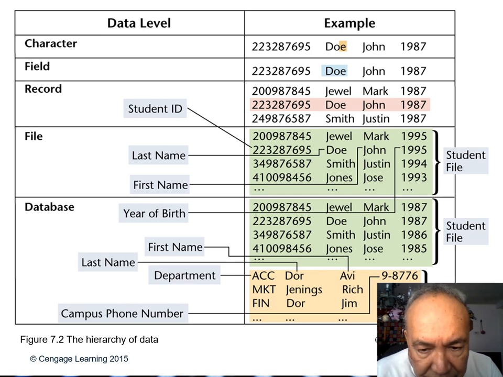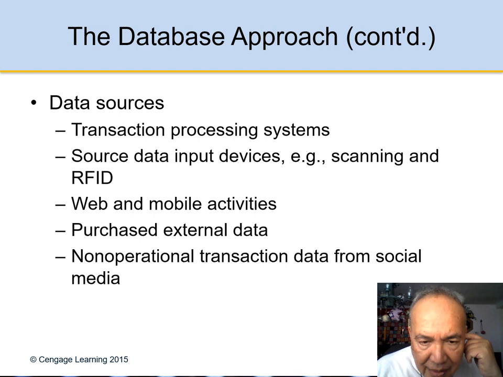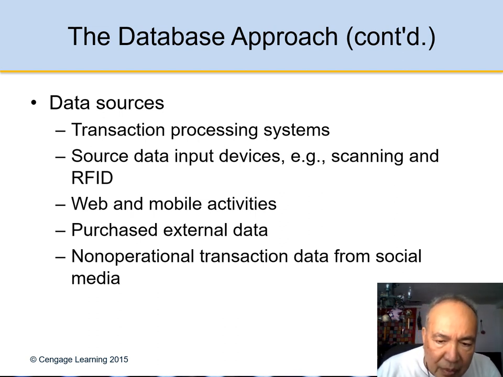So here is the example of a hierarchy of data. You have characters, fields, records, files, and a database, all put together. So the database approach is now the new approach. This is the new way of doing things.